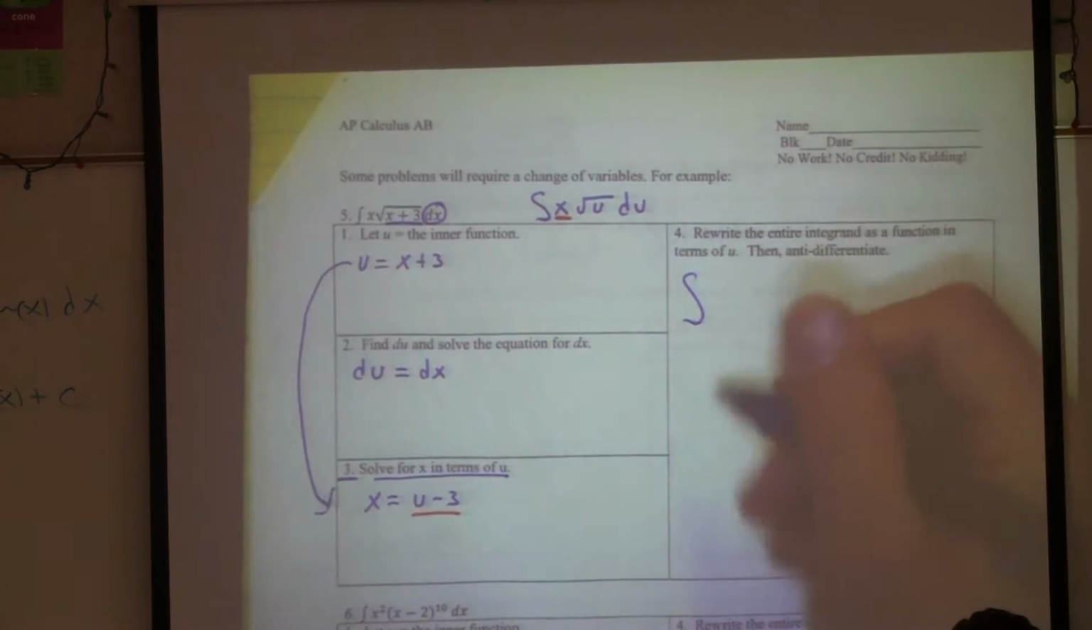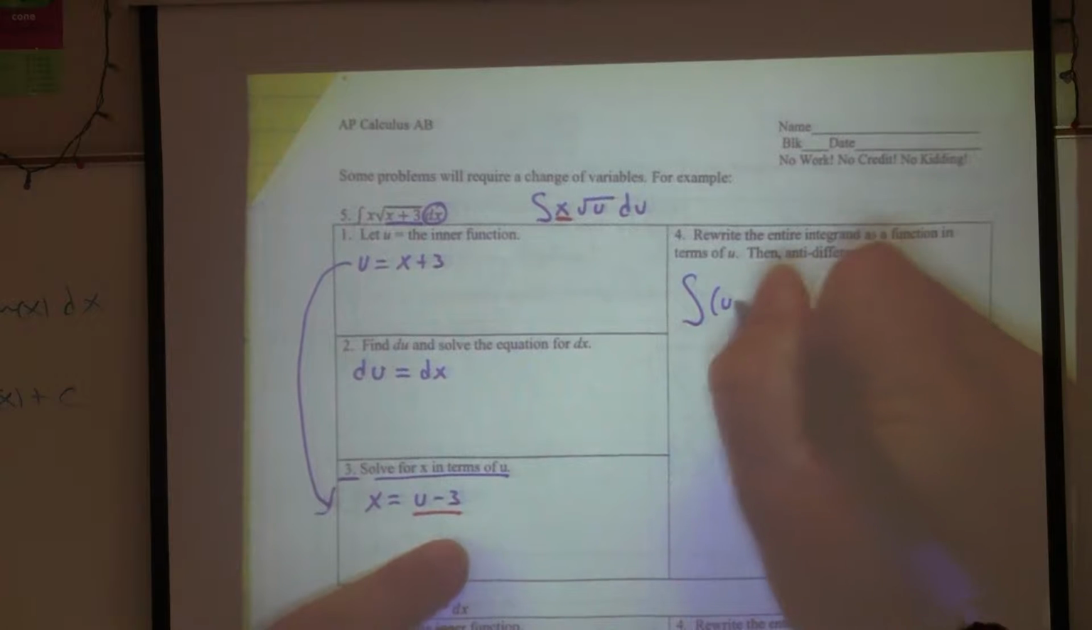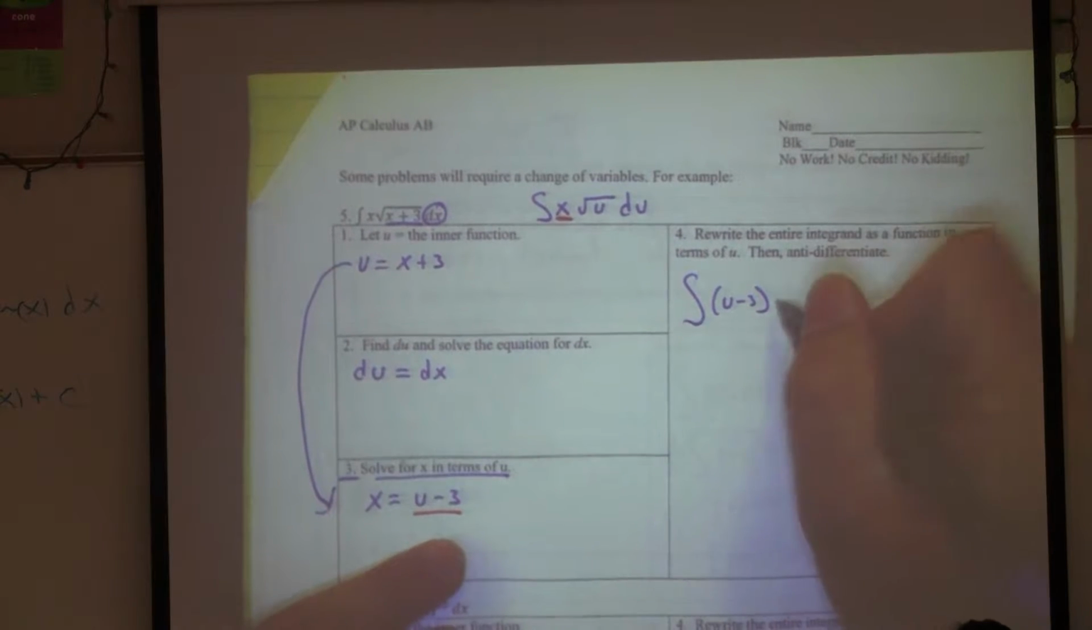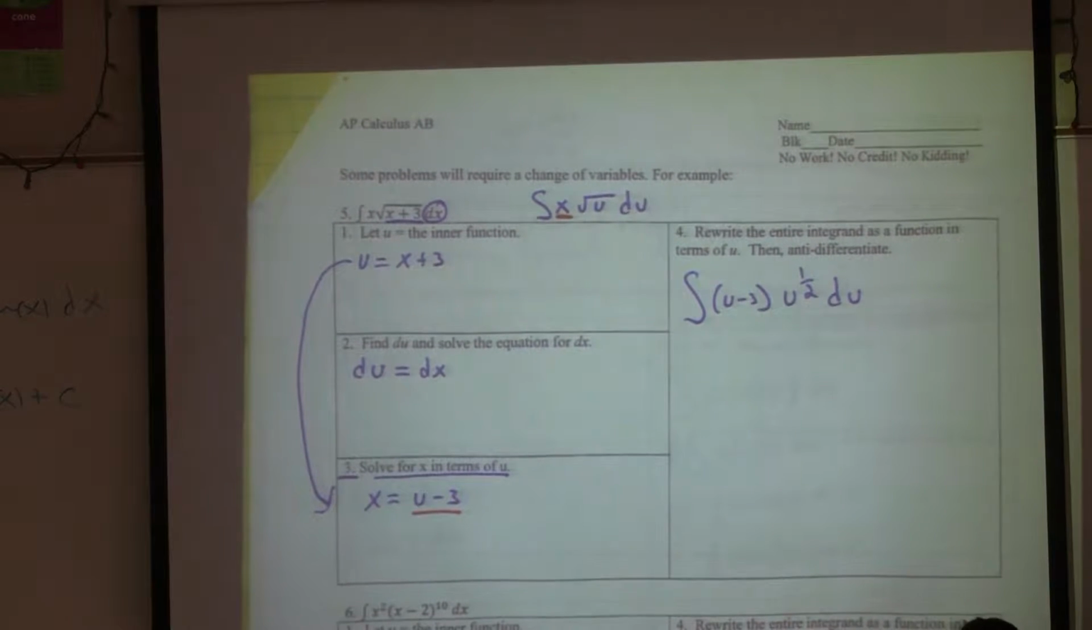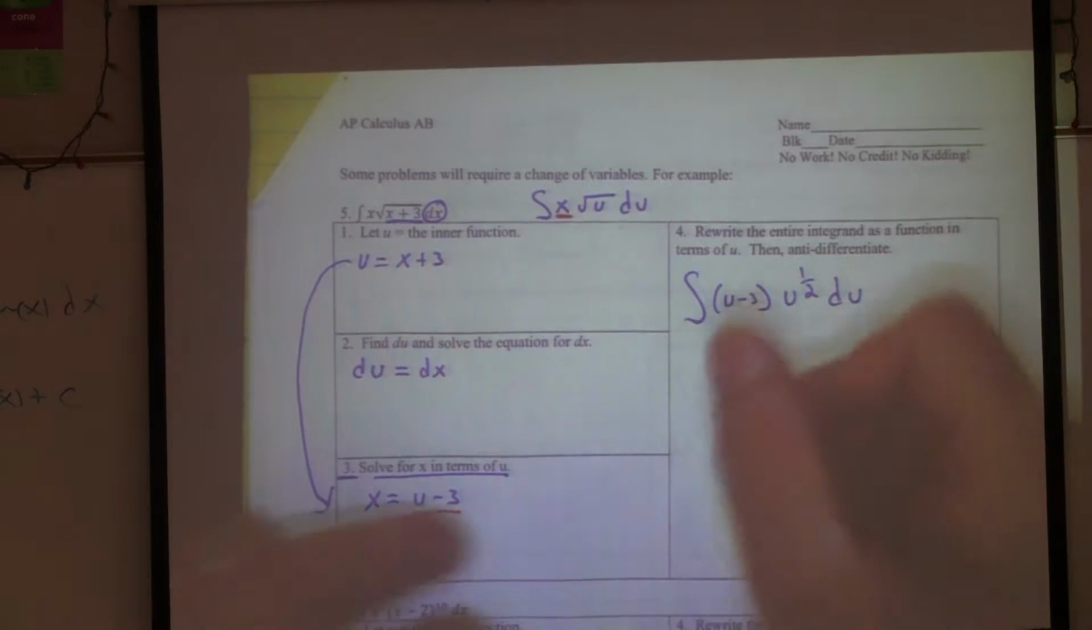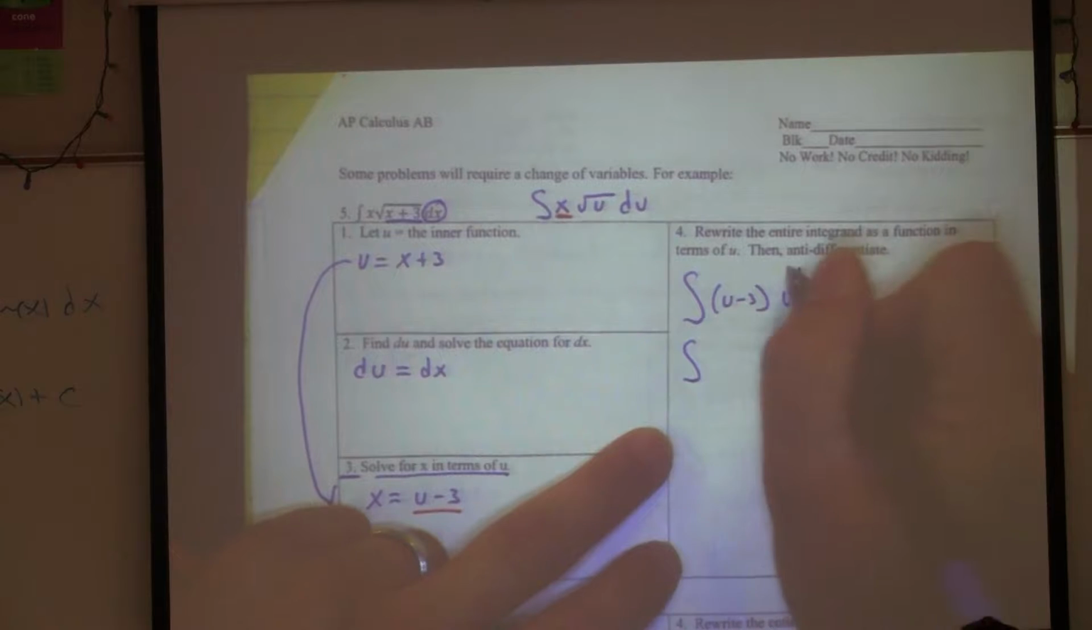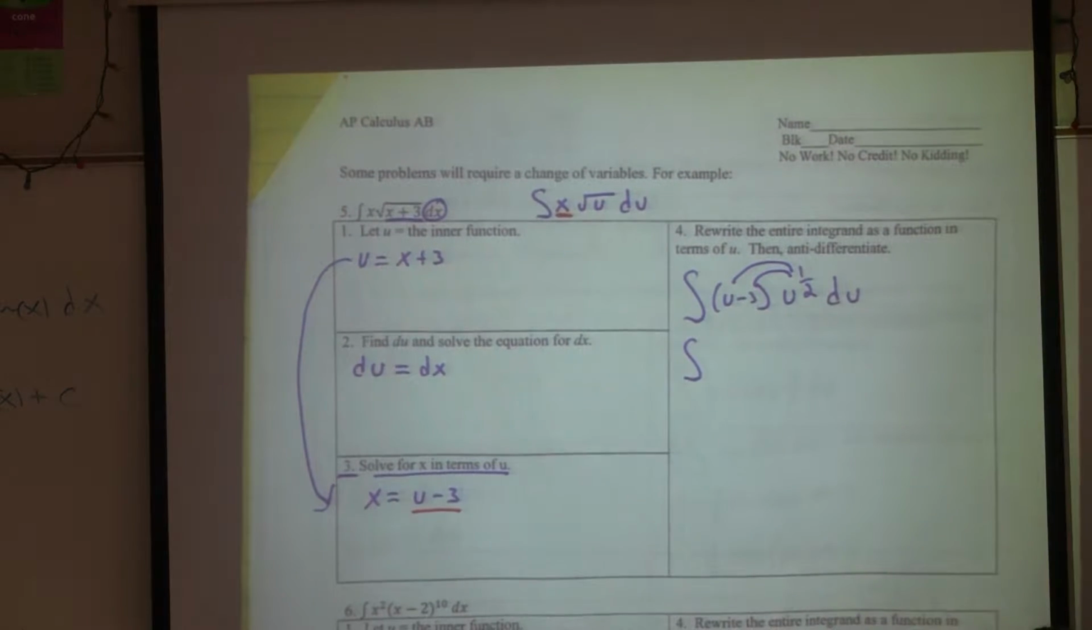So we're going to have the integral of u minus 3 times u to the half du. Is everything in terms of u now? Yay! But it's still kind of not what I want it to be. So what could I do with that u to the half? Distribute it. Let's give it to everybody, like candy.